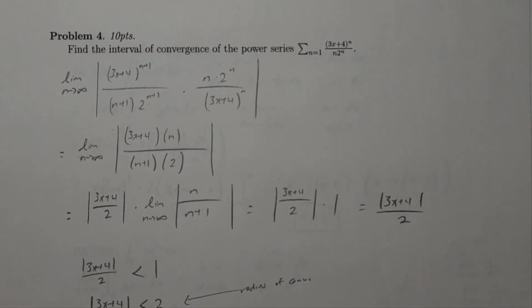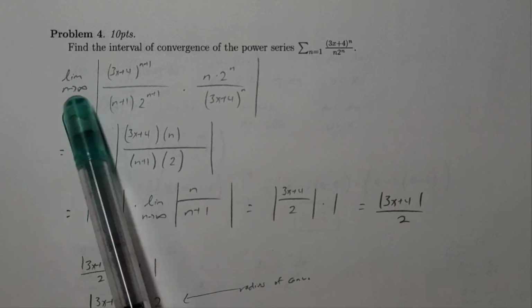Here you're asked to find the interval of convergence of this power series. It's a very typical procedure. To find the interval of convergence, you first need the radius of convergence. And to find the radius of convergence, you use the ratio test. Okay? So we go through the motions of the ratio test.